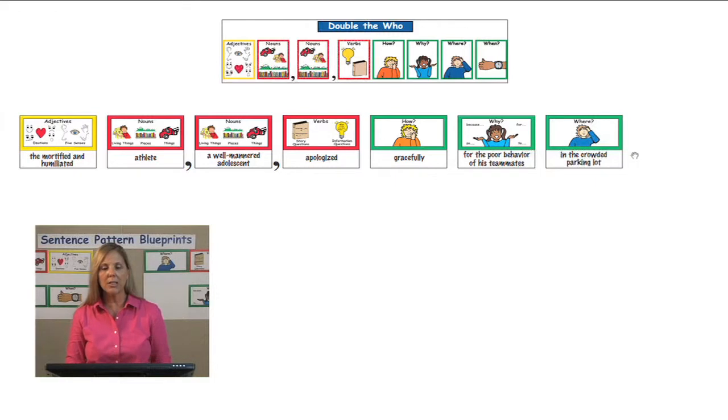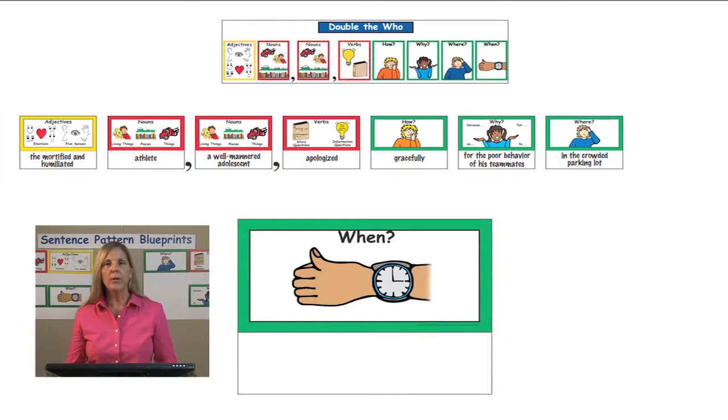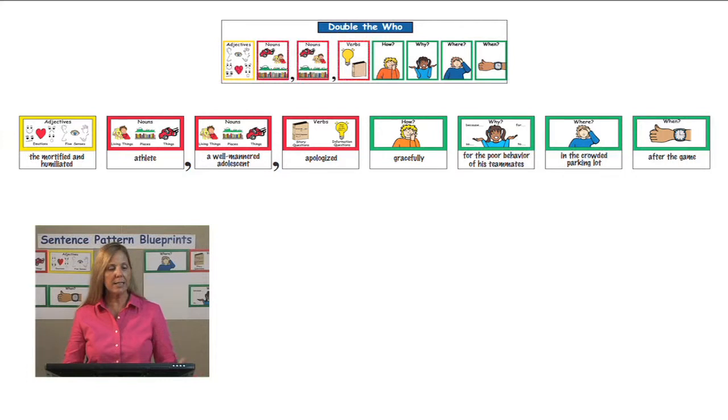We go to our last card, and that's the when card. When did our athlete apologize to those other players? We grabbed our when card and we wrote after the game. After the game, they're in the parking lot. He's apologizing about the poor behavior of his teammates. Let's put our cards in our sentence, and we have the mortified and humiliated athlete, a well-mannered adolescent, apologized gracefully for the poor behavior of his teammates in the crowded parking lot after the game.